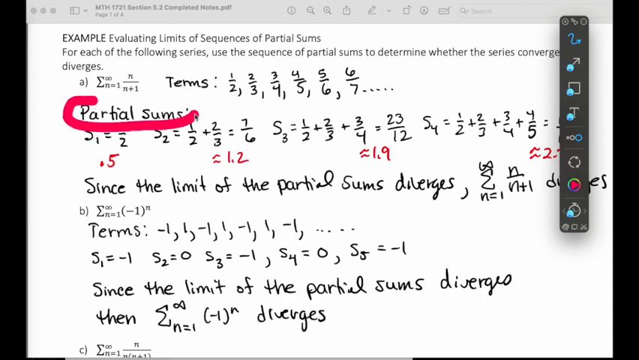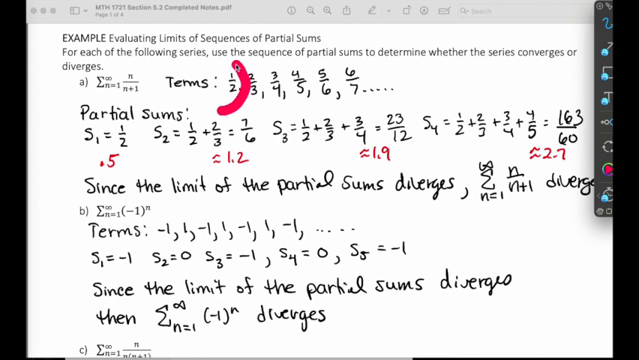Now, if I want to look at the partial sums to help me determine if this is going to converge or diverge, I'm just going to look at S_1, which is just adding up everything up to the first term, which is just a half. S_2 is adding the first two terms, so I add 1/2 and 2/3 to get 7/6, which is approximately 1.2. S_3 is when I take the first three terms and add them, and that gives me 23/12, which is approximately 1.9. S_4 is the first four terms added up, and when I add those up, I get approximately 2.7.